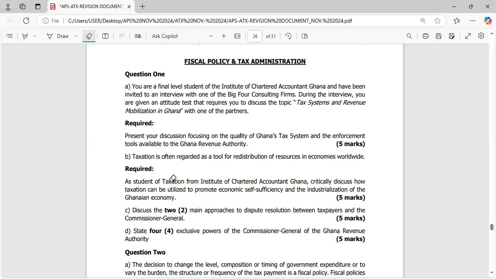I heard you. So, question 1. I don't need the preamble. Present your discussion on the quality of Ghana's tax system and the enforcement tools available to the Commissioner General. So what are the qualities of Ghana tax system? What are the qualities of Ghana tax system?